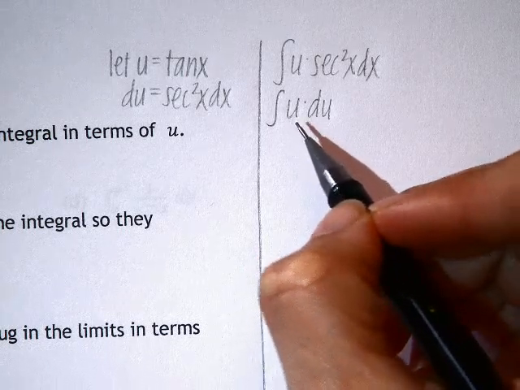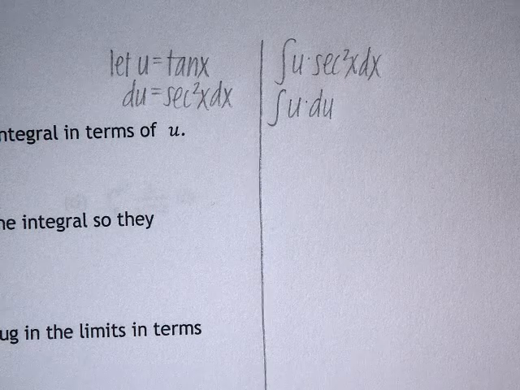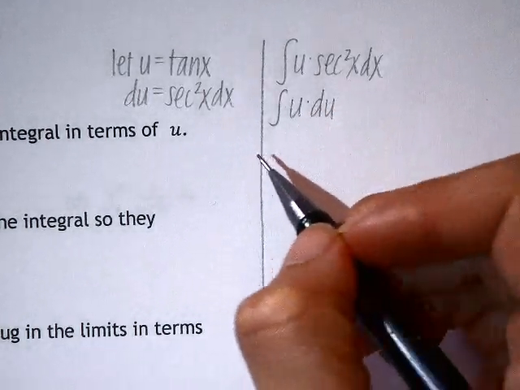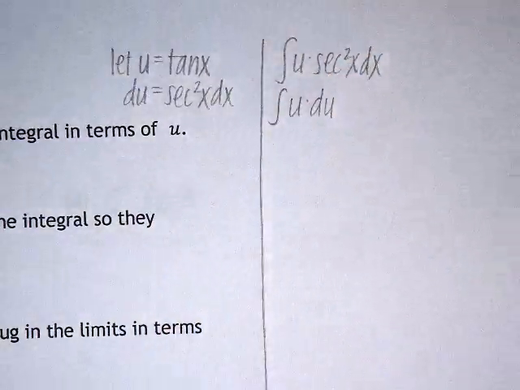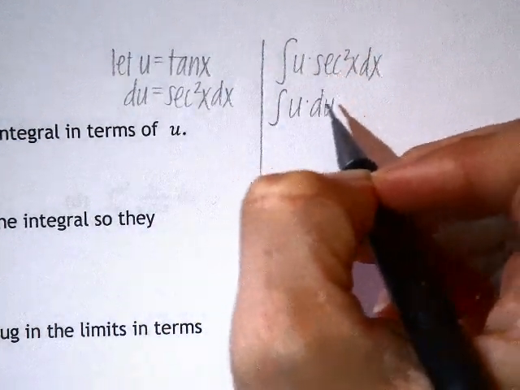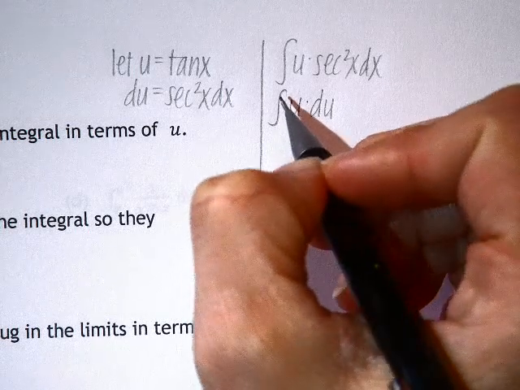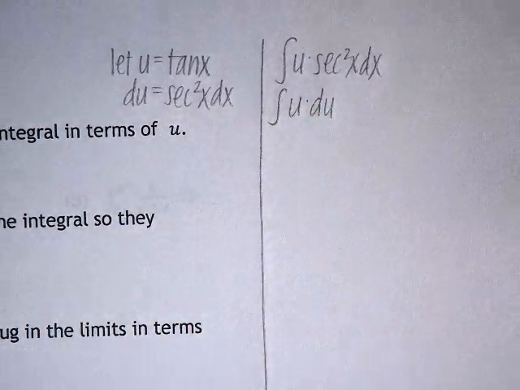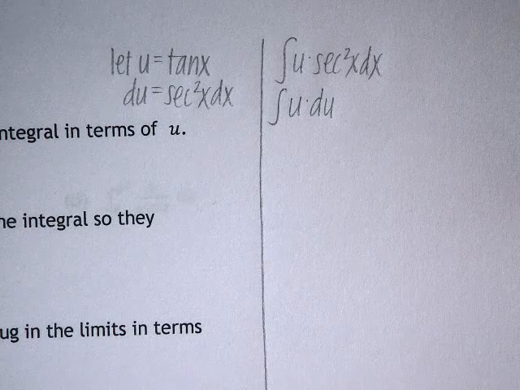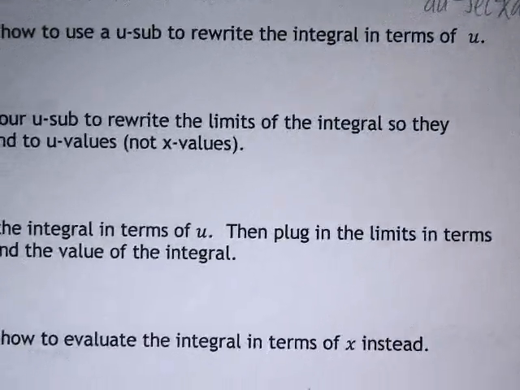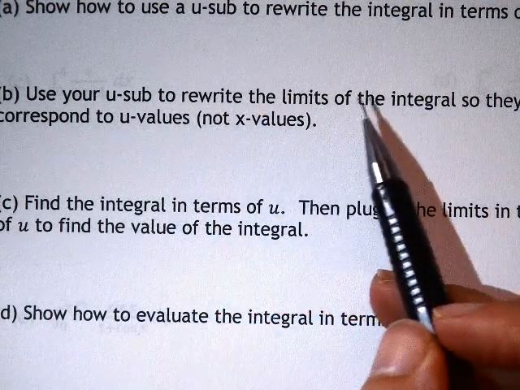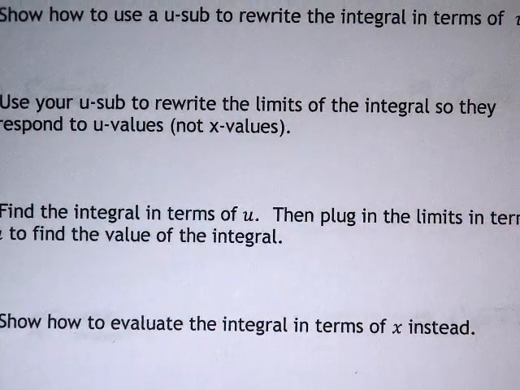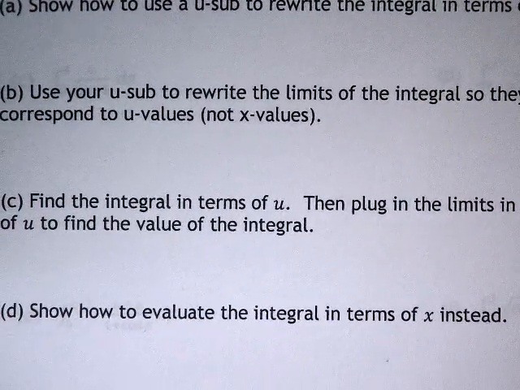So this is where we actually have to now pay closer attention than we may have used to about the nature of converting the problem from x to u. If I'm converting all of the variables x in the problem, that includes the x coordinates that we're using as the limits of our integral. So in part B, that's kind of what this is alluding to, where it says use your u sub to rewrite the limits of the integral so they correspond to u values, not x values. That's basically a conversion that we're going to need to do.